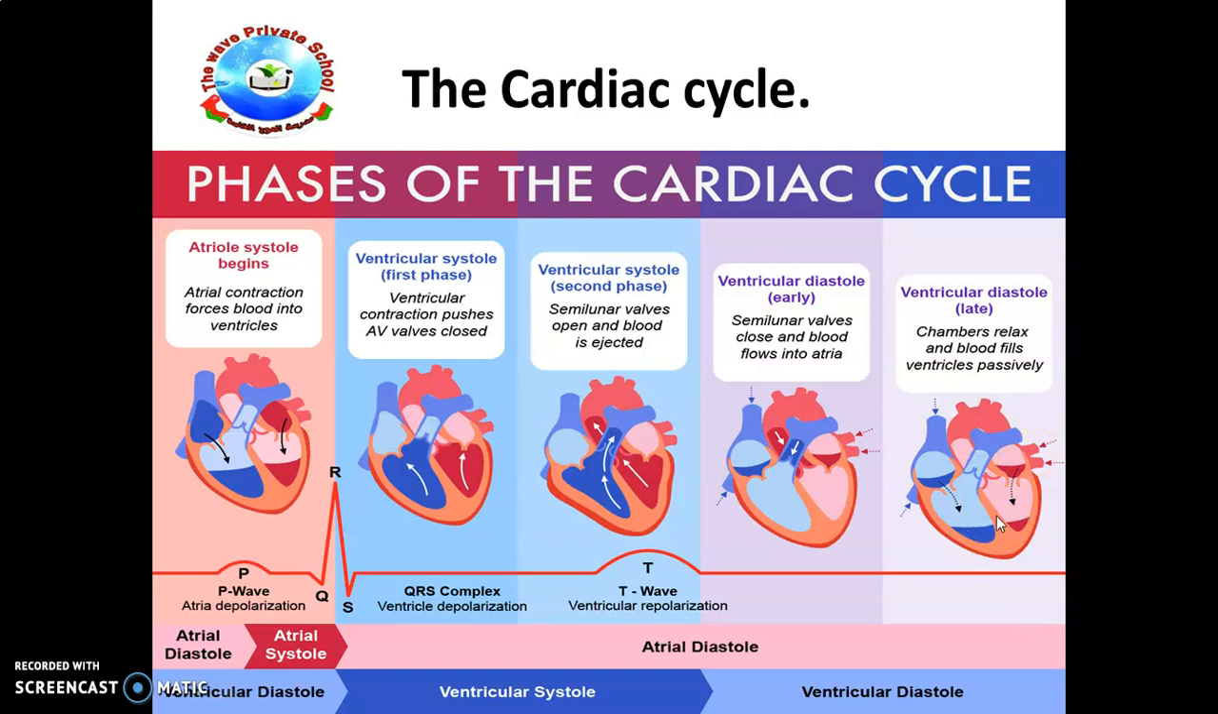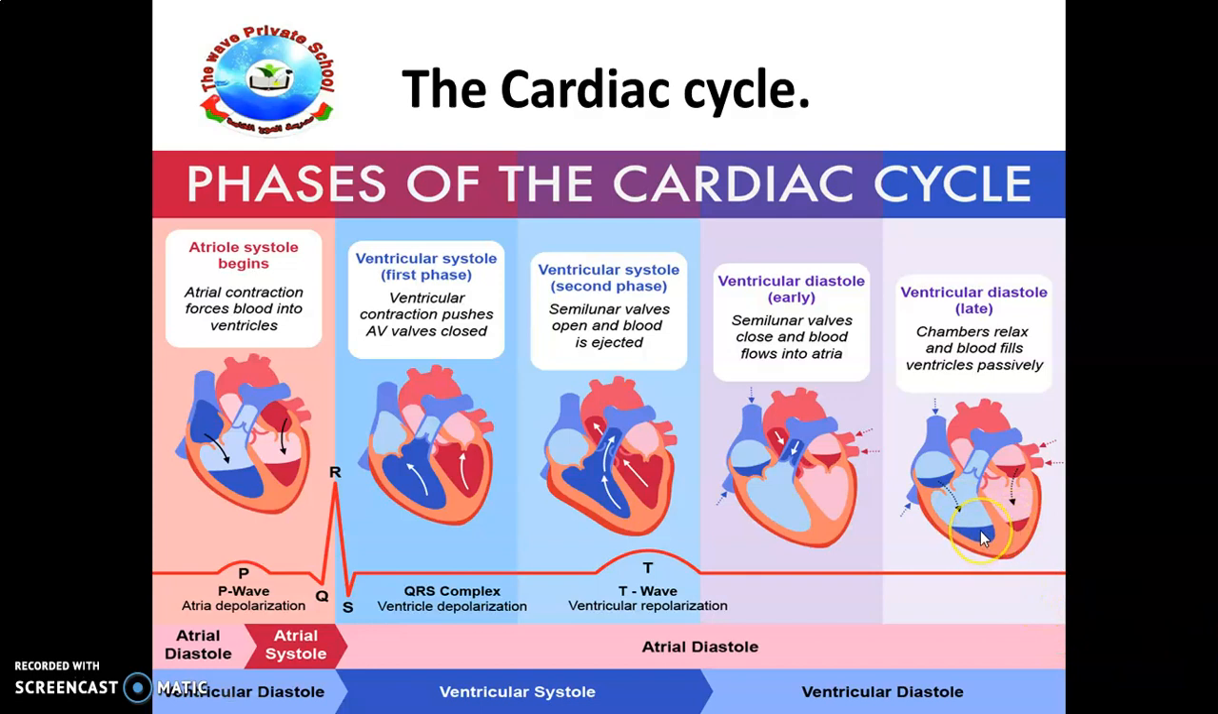So here you can understand that when the blood comes from the atria to the ventricles, because of the pressure, when the blood pushes up, ventricular contraction pushes up, AV valves will be closed, then semilunar valves will be opened. By that, blood will be ejected out. After that, when the semilunar valves are closed, the blood flows into the atria. Then, when the chambers are in the relaxing position, blood fills the ventricles passively.